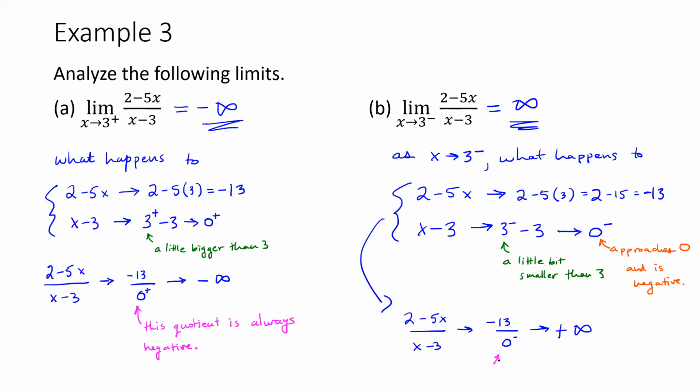Yeah. So we've got negative divided by negative. This is always positive. So, negative over negative.